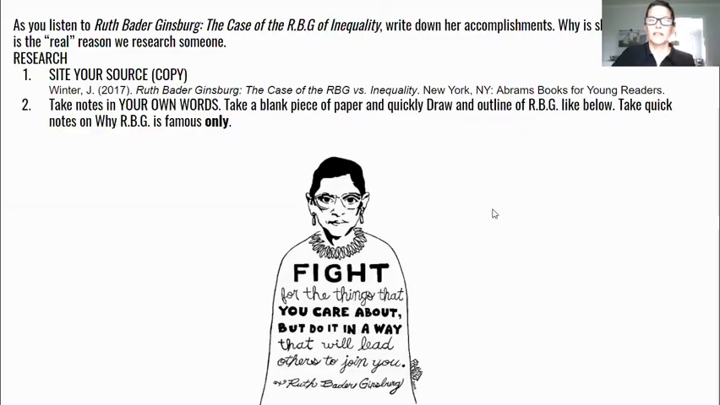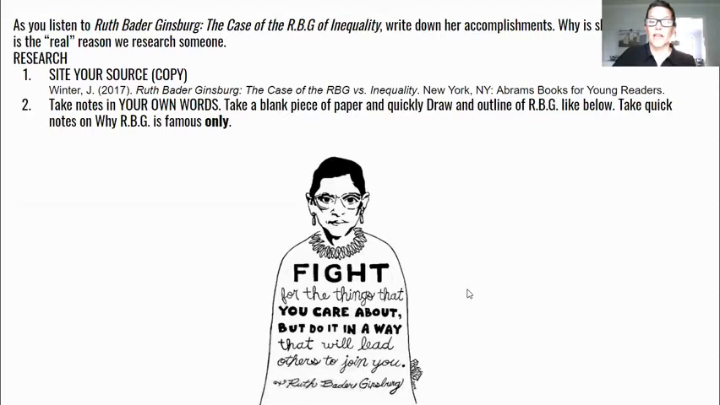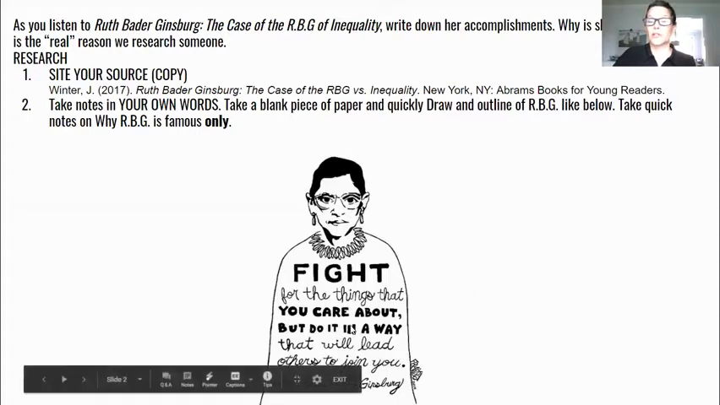While you're reading, I'd like you to take a piece of white paper. You can draw a little Ruth Bader Ginsburg in the middle if you like, real quick. And there's a quote in there: "Fight for the things that you care about in a way that will lead others to join you." Ruth Bader Ginsburg. That is one of the quotes that you may choose at the end to respond to.